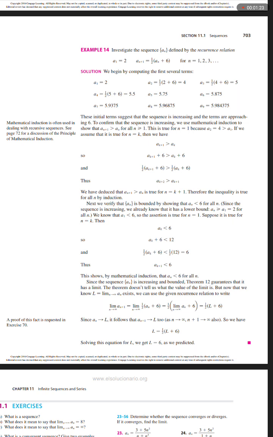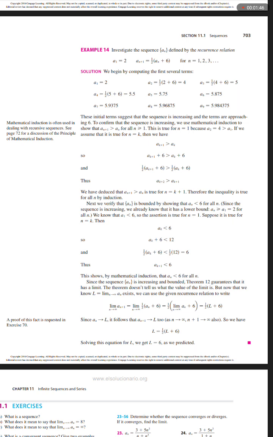The sidebar says mathematical induction is often used in dealing with recursive sequences. See page 72 for a discussion of the principle of mathematical induction. Returning to the text, these initial terms suggest that the sequence is increasing and the terms are approaching 6.